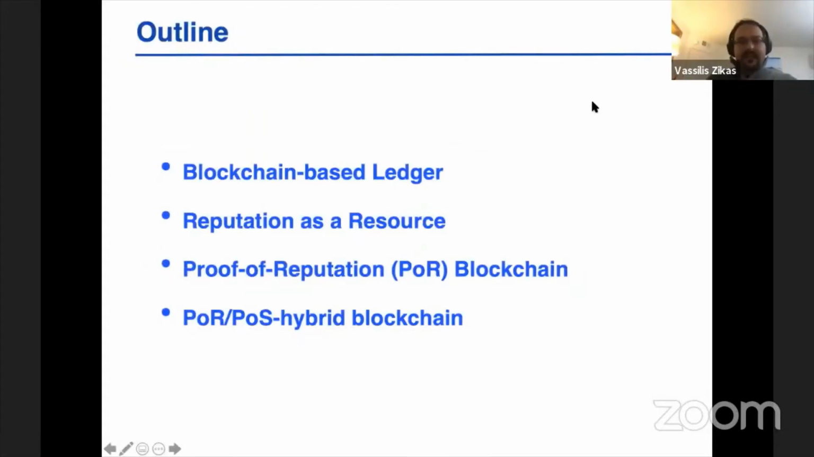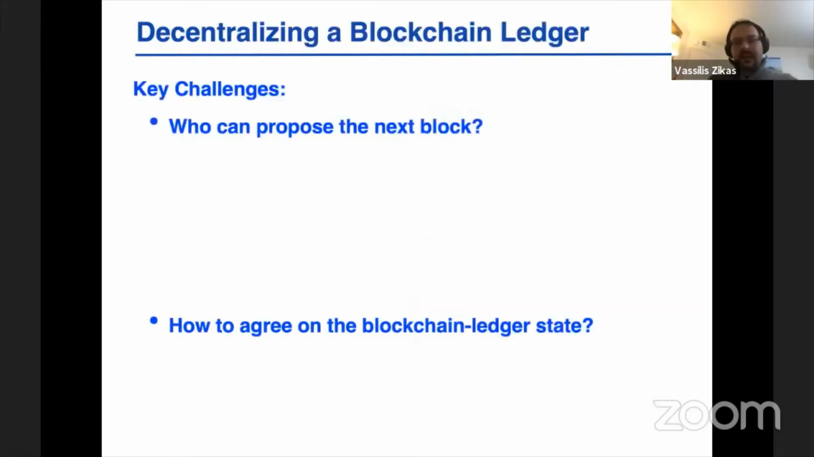So I'm going to discuss blockchains, and let me briefly start with blockchain-based ledgers. People probably know what a blockchain-based ledger is, but when we are trying to decentralize or emulate such a blockchain ledger, there are two main questions that we are asking: who can propose the next block and how can we agree on the ledger state. And those two questions are the ones where we see the differentiation between different technologies.